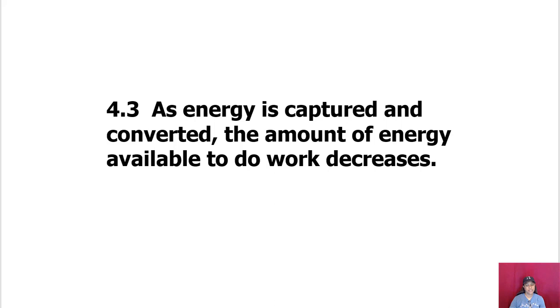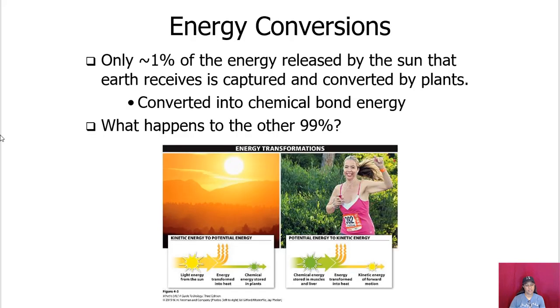So as energy is captured and converted, the amount of energy available to do work actually decreases. And so let's look at energy conversions. Only less than 1% of the energy released by the sun that the earth receives is captured and converted by plants. And plants are converting it into chemical energy bonds in the form of glucose. But what happens to the other 99% of energy? Well, it turns out that a lot of it is lost to heat, right?